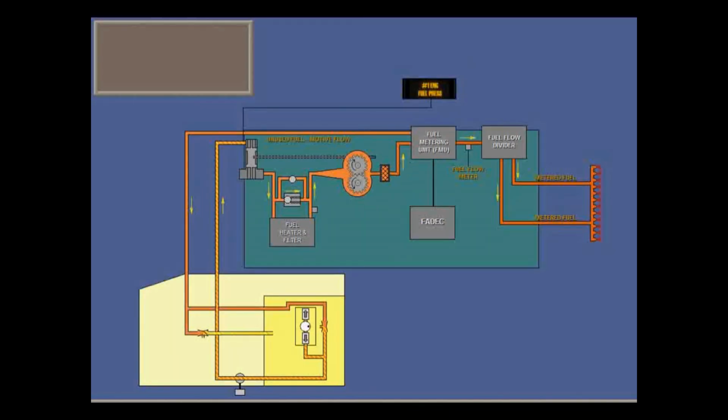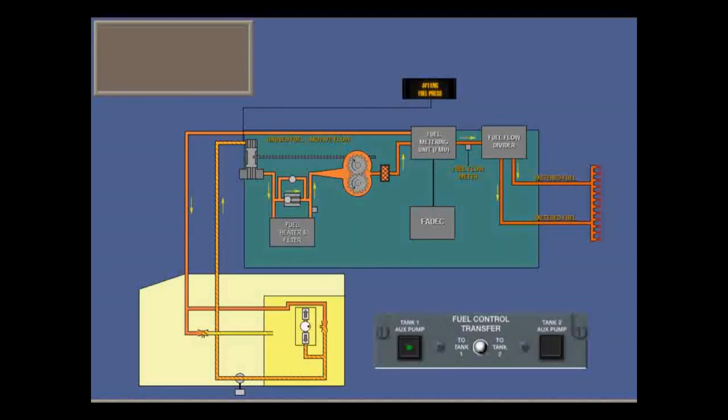Low fuel pressure is sensed at the inlet to the regenerative pump and triggers the engine low-pressure caution light. You should try to increase pressure by switching on the fuel auxiliary pump on the affected side.